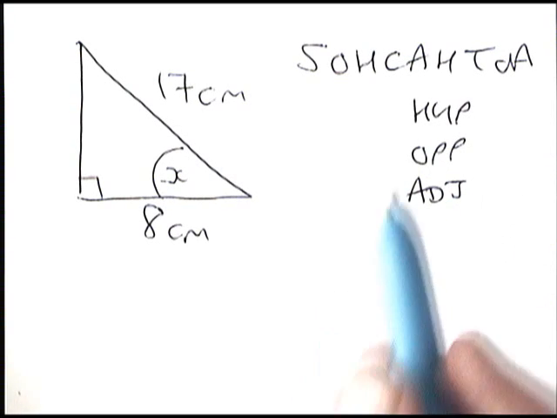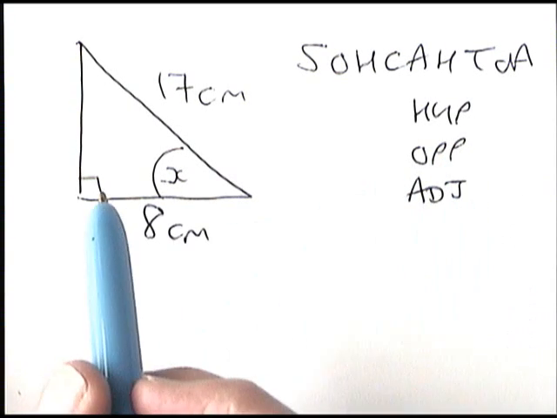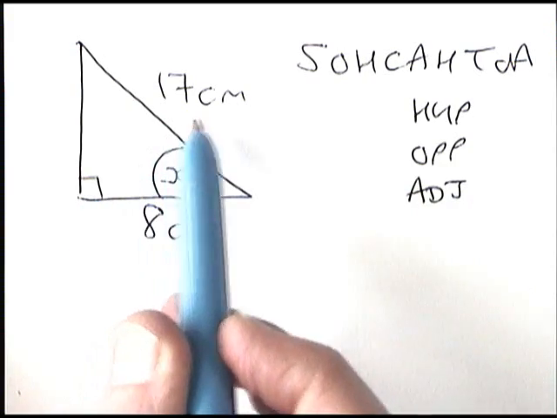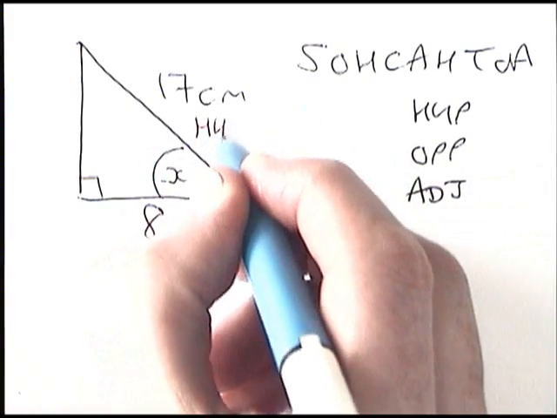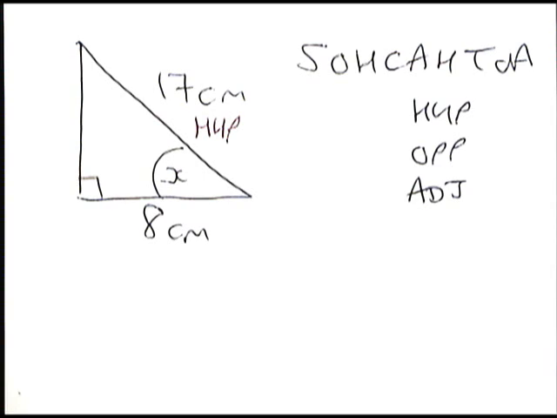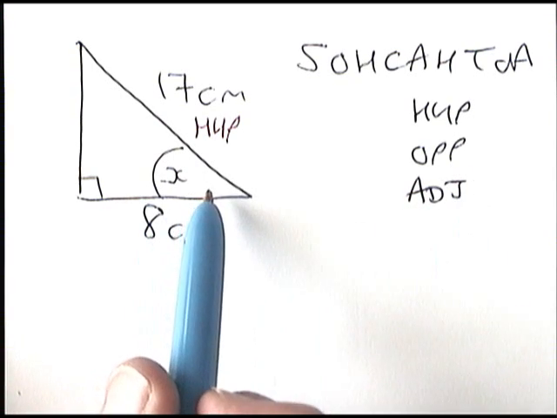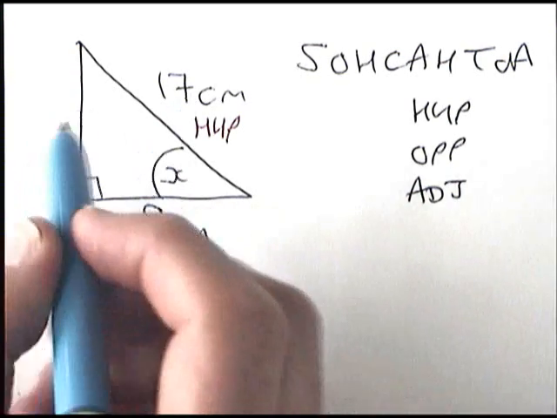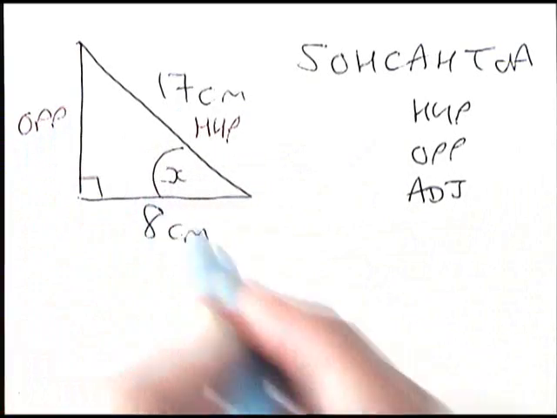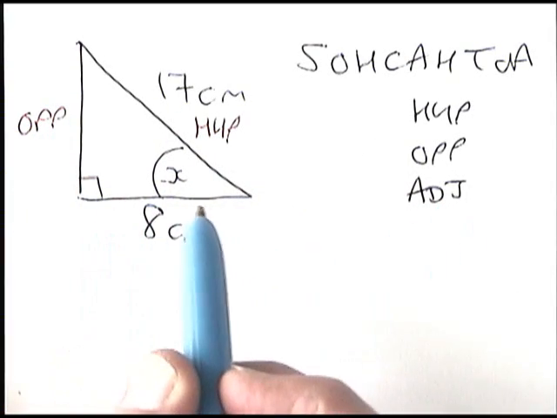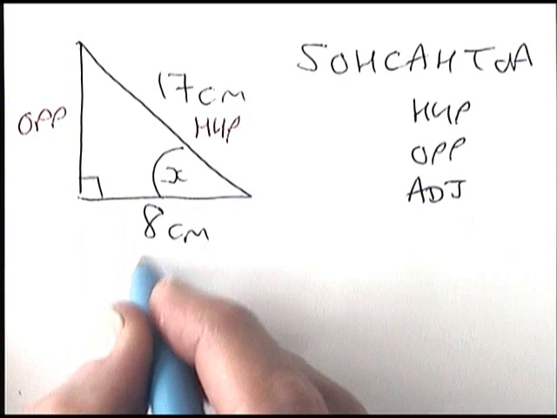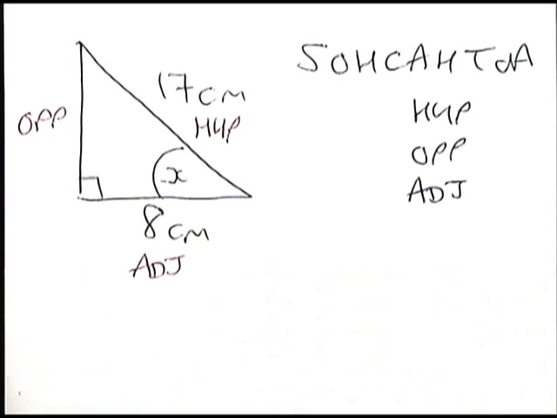The hypotenuse is the longest side. It's always the side opposite the right angle. So in this question, it's this one over here. That is the hypotenuse. The opposite is opposite your angle. Here's your angle. This side is going to be the opposite. The adjacent is always the side between the angle and the right angle. This will be the adjacent.